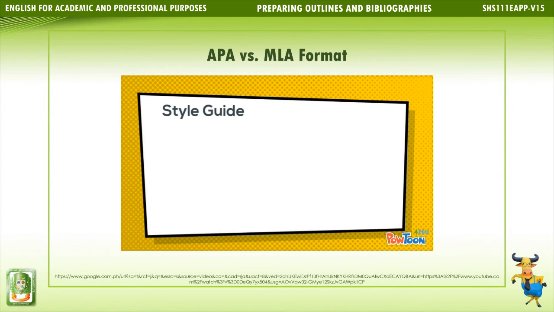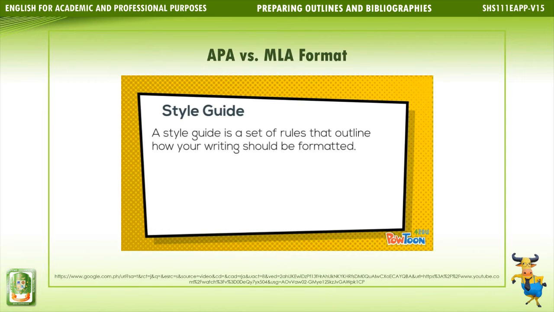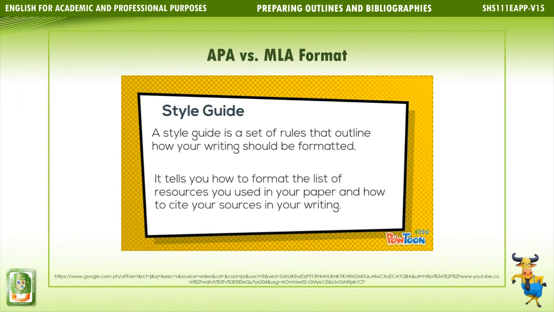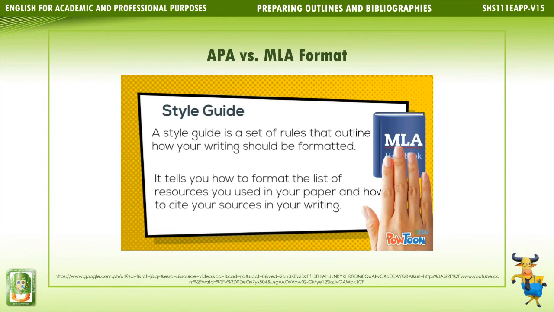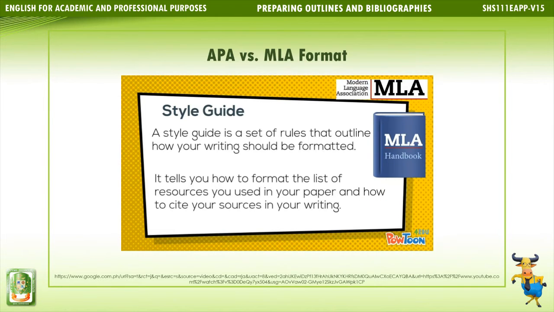A style guide is a set of rules that outline how your writing should be formatted. It tells you how to format the list of resources you used in your paper and how to cite those sources in your writing. The style guide you're probably most familiar with is MLA, which is created by a group called the Modern Language Association.